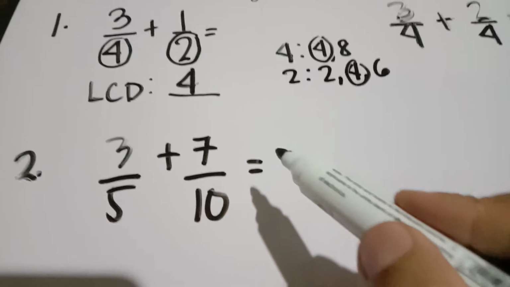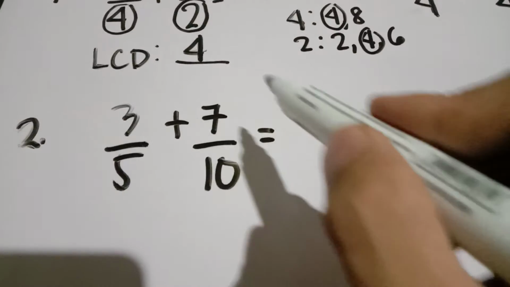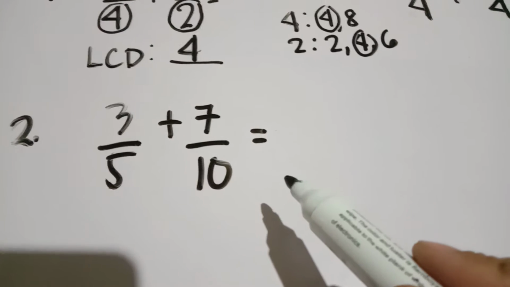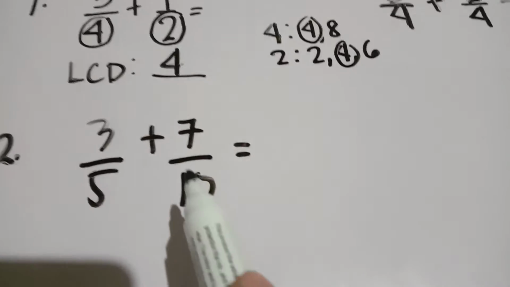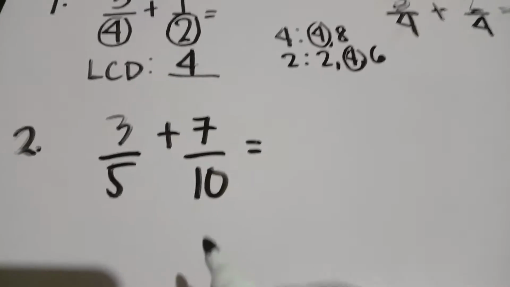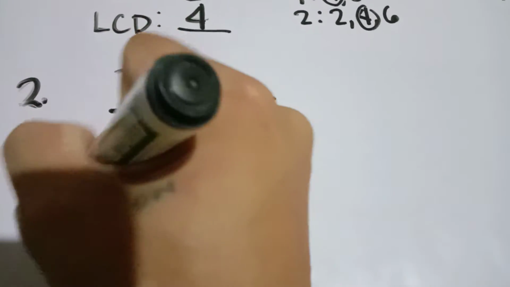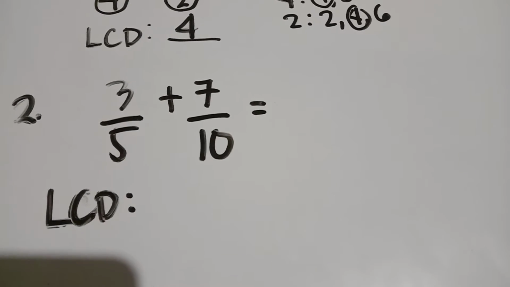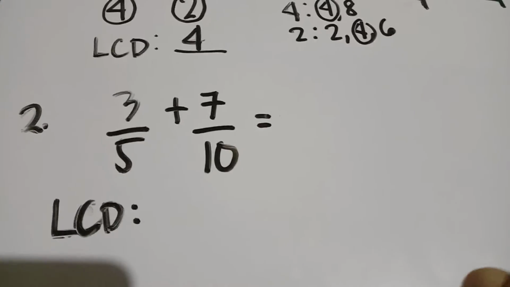So we can't add dissimilar fractions. Hindi po tayo pwedeng mag-add ng dissimilar fractions. So, papaano tayo mag-a-add ng dissimilar fractions? Gagawin muna natin itong similar fractions. Okay. So, we will change 3/5 and 7/10 to similar fractions by finding the LCD. So, we will look for the LCD of 3/5 and 7/10.